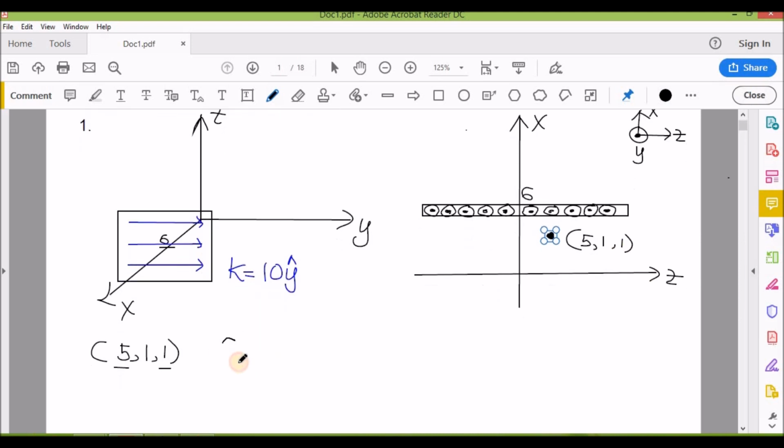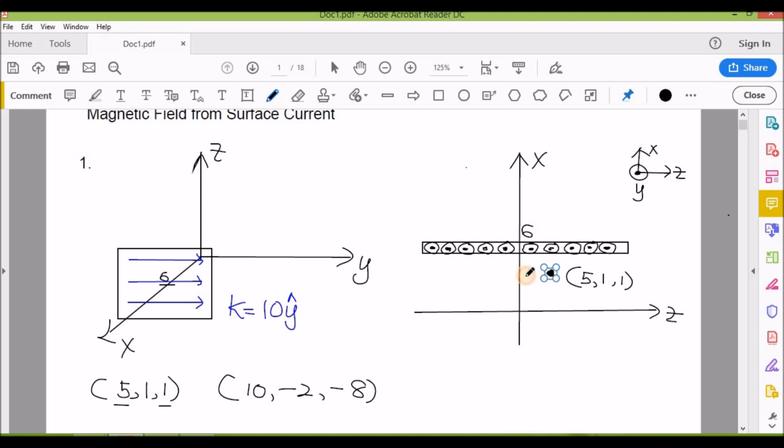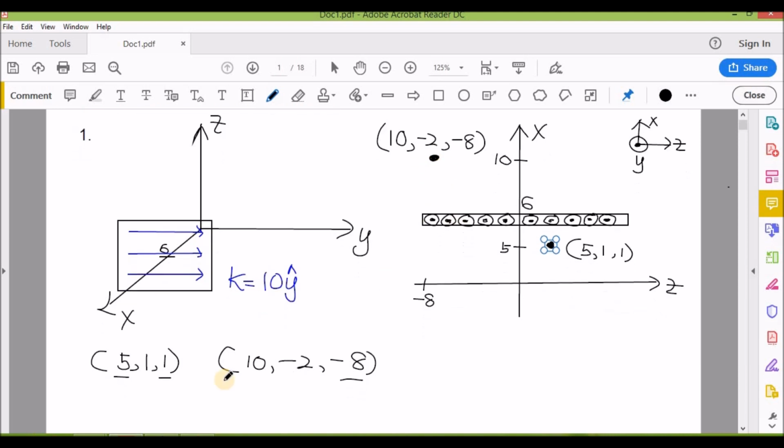Another point is (10, -2, -8). Just now the x was 5, right? So 10 will be beyond the plane, maybe somewhere here, and the z is -8, so maybe somewhere here. This will be the position of your second point, (10, -2, -8). So one point, (5, 1, 1), is located below the plane, and the other point is located above the plane. So let's look at the formula that we learned.